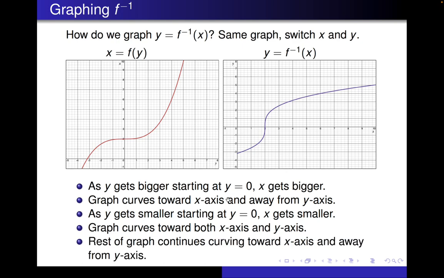And the rest of the graph just continues in the same way. We cup towards the x and y axes. It just sort of curves in the same way going down here, so this is going to curve in the same way going out here. And then there's the graph of our inverse function. Exact same graph as on the left. All we did was make the y-axis vertical and the x-axis horizontal.